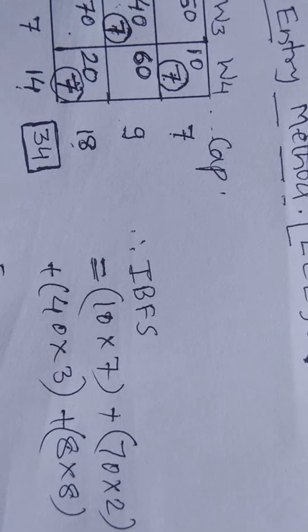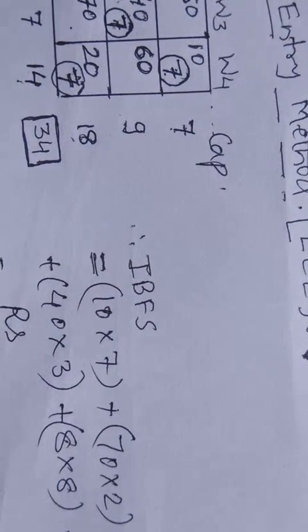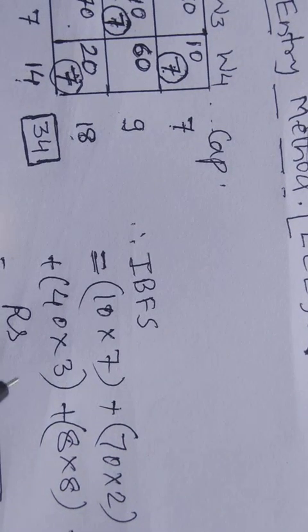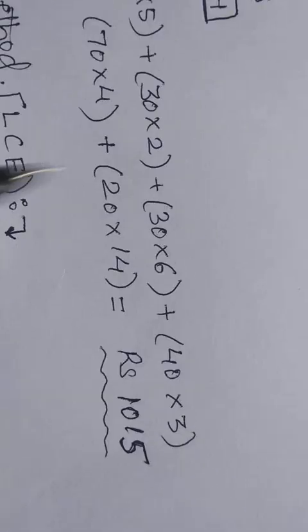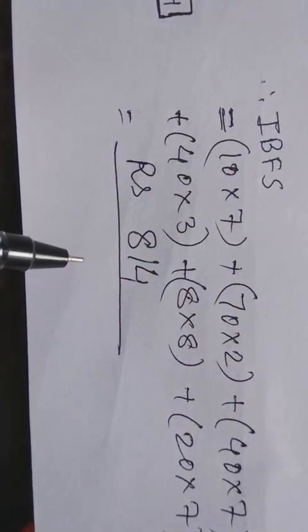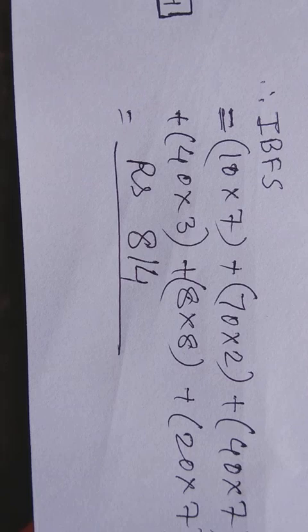So what is the answer? Wait a second. Therefore, the total transportation cost is rupees. I will just check the answer and write here. The total transportation cost by the least cost entry method is rupees 814. In the first method, the northwest corner method, we got the answer 1015 for the same numerical. See here, different methods give different answers. Which answer is optimum? That we have to check by the optimal method. We will see later on.